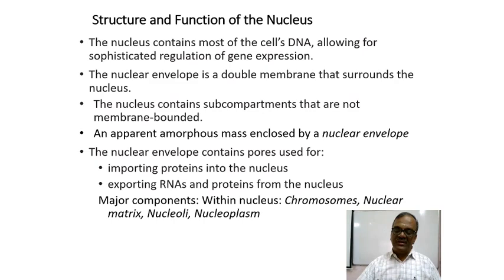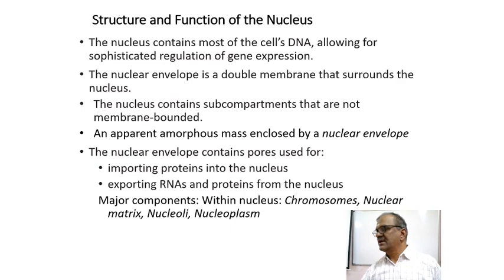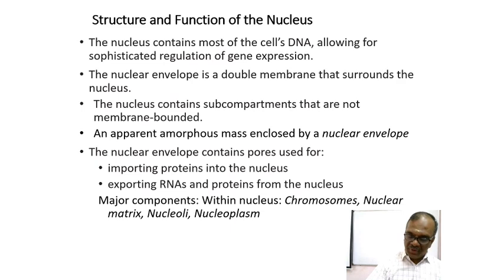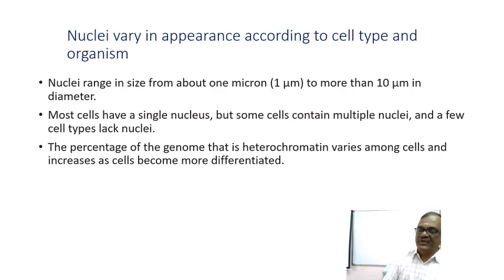So these are the major components within the nucleus. If you observe, the chromosome is the first important one, then the nuclear matrix. Okay, just like what we call the cytoskeleton matrix present in the cytoplasm, based on microtubules or microfibrils, in which the organelles are bathed, similarly here there is the nuclear matrix, then nucleoli, and the fluid state is called the nucleoplasm. Okay, and nuclei vary in appearance according to the cell type as well as the organism.